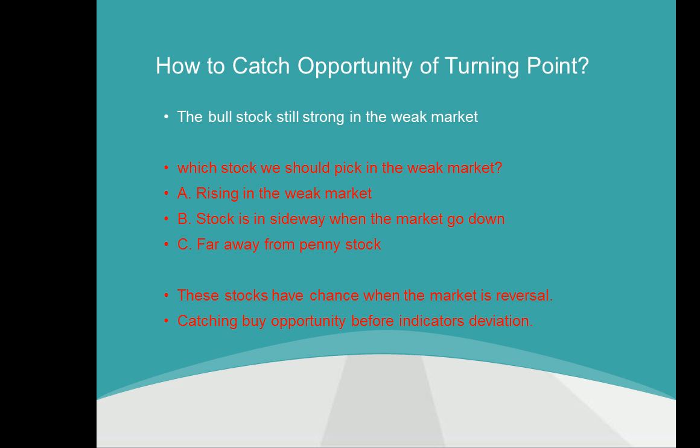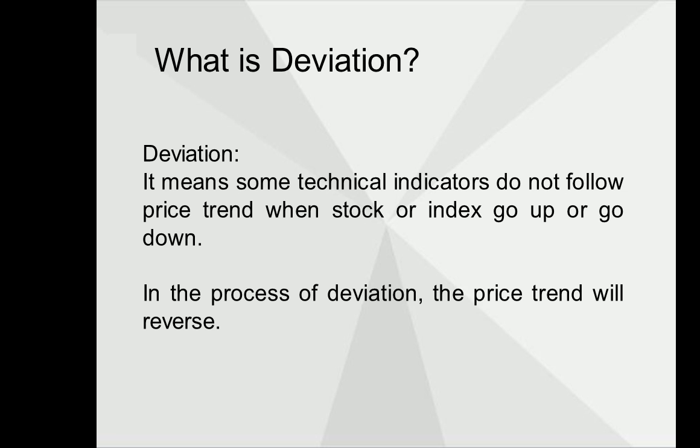So these stocks have a chance when the market is reversing, okay? So if you see this stock, you can put it into a favorite. When the market is reversing, this share is the best. Catching buy opportunities before indicator deviation, okay? So later I will show you how to judge whether the market goes down or up, and how to judge bottom deviation or top deviation. First, let's see what deviation is.